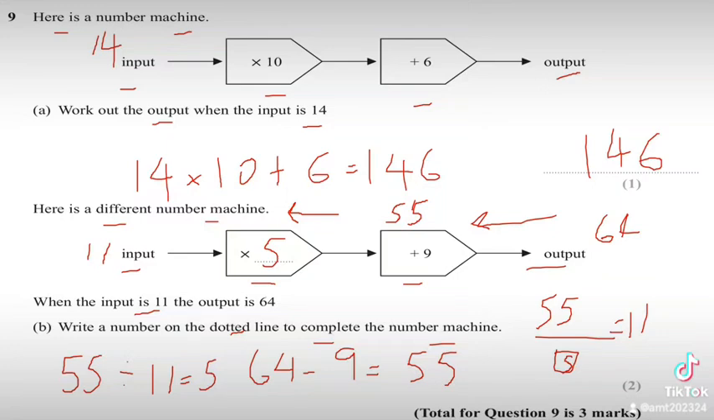Okay, and that was worth 3 marks, and that's a typical function machines question on a foundation tier paper. Okay, looking at that, remember, you always work from left to right, and if you're working backwards, you are doing the inverse or the opposite operation to work out your input.